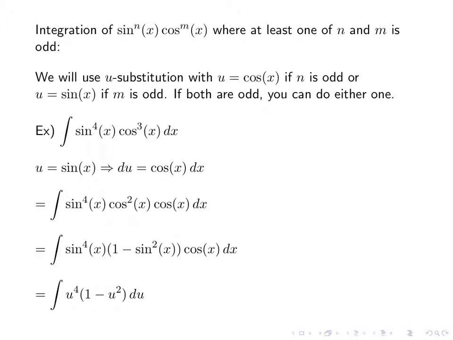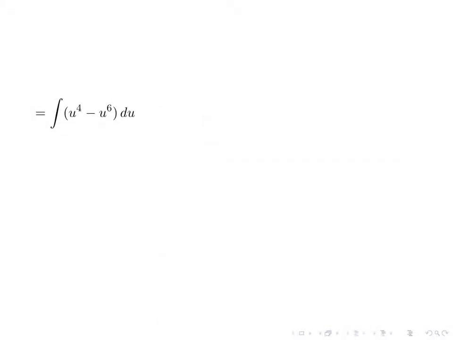The next thing we're going to do is distribute the u to the 4th. So we get the integral of u to the 4th minus u to the 6th du. Integrate and replace back what u is. So we get a polynomial of sine x. And in order to double check it, you can differentiate it, and then you'd have to use a little bit of trig identities to get it back into the form that you started off with. But they are equal.